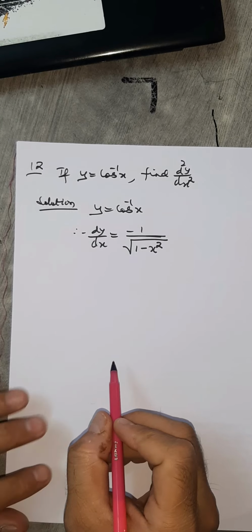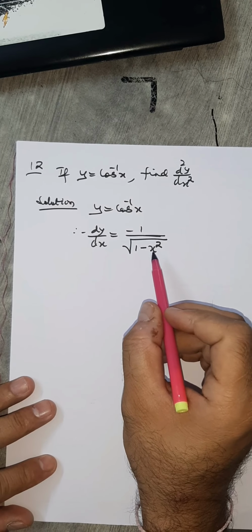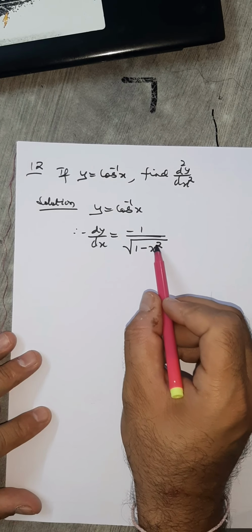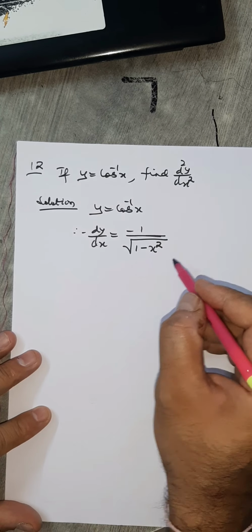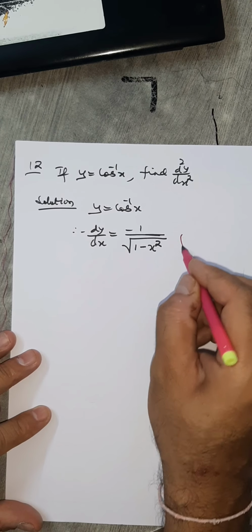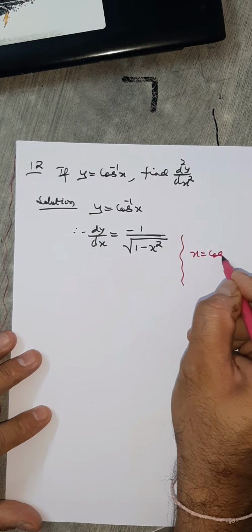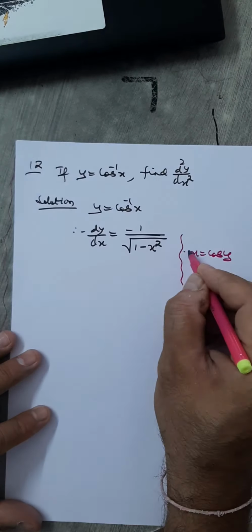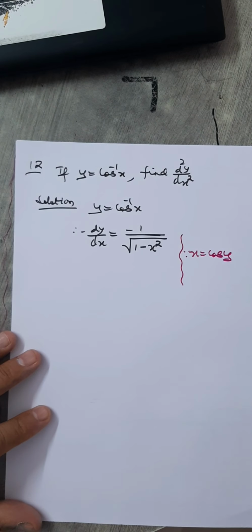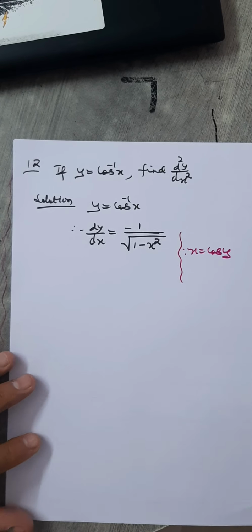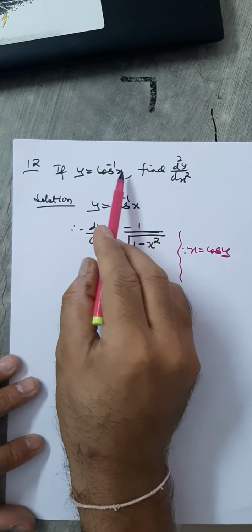Now here in the question you are asked that your answer should be purely in terms of y, remember. So what I'll do, I'll put the value of x before I do the second derivative. So what is x? You know, x is cos y from the given data. This much we can see from the given data.